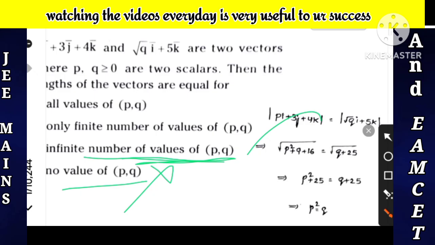Why? Because q is equal to p square. In place of p you can take an infinite number of values, and correspondingly you get the q value. We can take so many values for p. So the answer is an infinite number of p comma q. That is the third option, the correct answer. Understand, all of you?